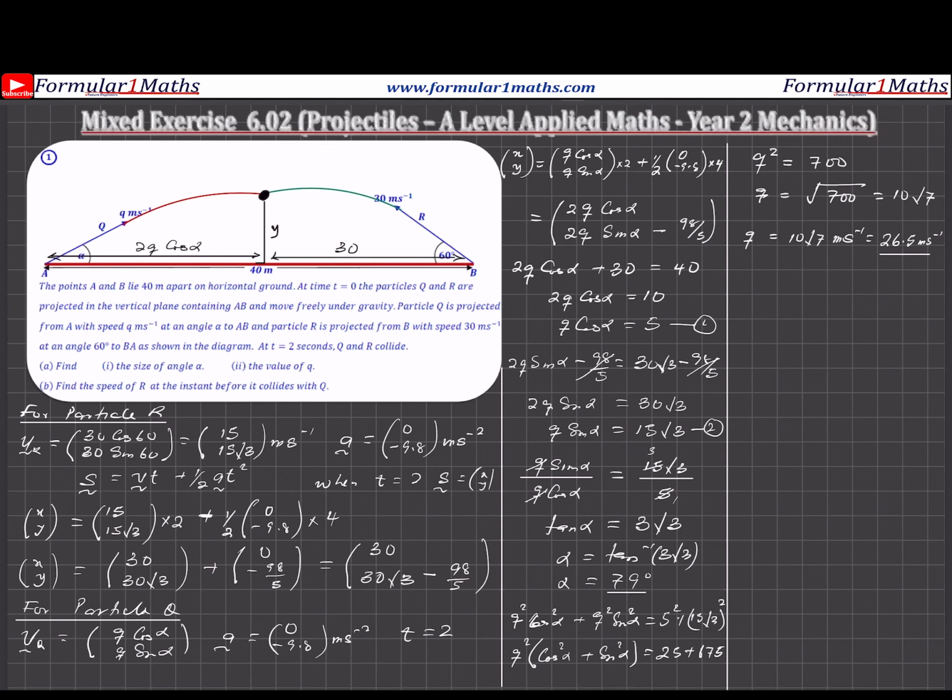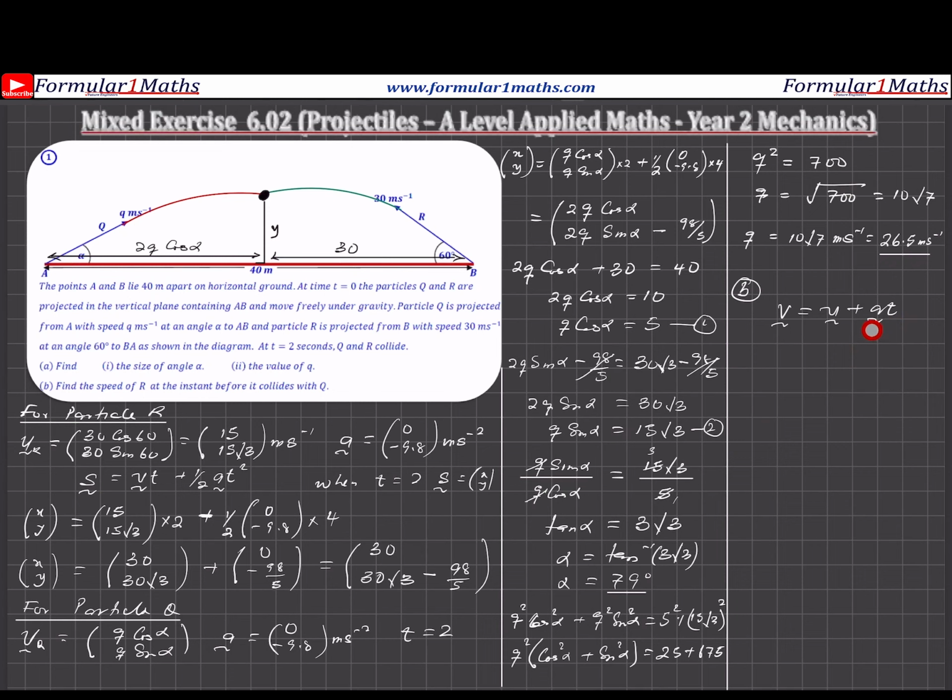So for B, we are going to find the speed of R at the instant before it collides with Q. So I'm going to use another two-vector equation. This time it's going to be V equals to U plus AT in the vector form. So V is a vector, U is a vector, A is a vector, and T is the only scalar over there. At the instant that it collides, the value of T is 2.